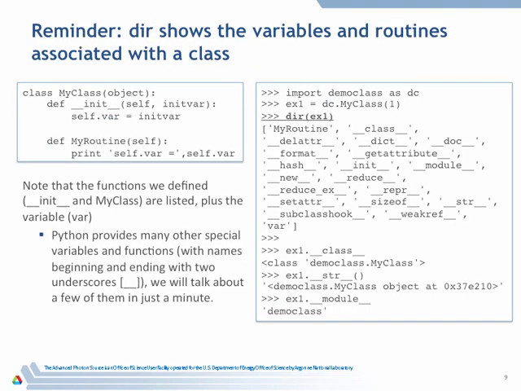Okay, so we saw the dir command before. Now that we're creating our own objects, we can use that on our own objects. So here, again, we've imported this demo class routine. We define the object, and we ask for a directory of what's in the object. And look what we see. We see my routine. We see a bunch of stuff. We have no idea where it came from. We'll worry about some of that later. And we see var show up. Okay, so this tells us what stuff is in the class.